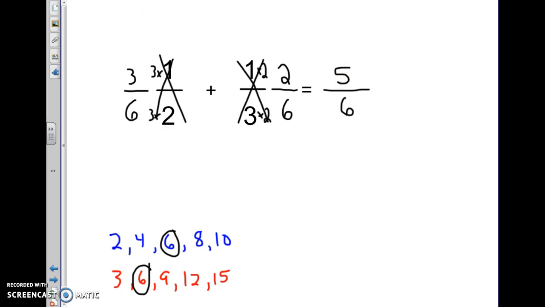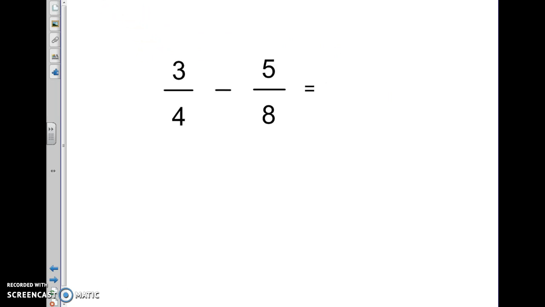All right. So now I'm going to let you do this one with subtraction. It's the exact same thing. The only difference is we're subtracting, but you guys can do that. So go ahead, tackle this one.